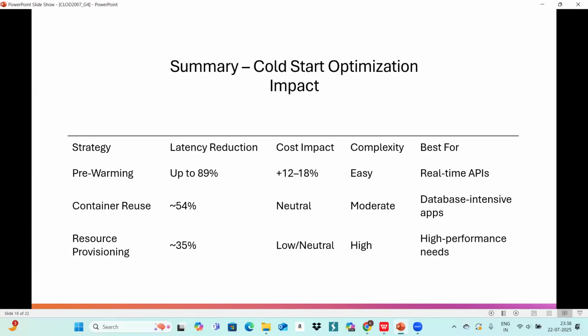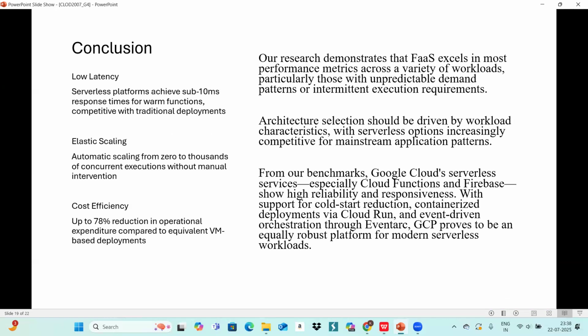Now, let's wrap up with our key conclusions. Serverless computing, especially function as a service, has matured into a powerful architecture model. In this project, function as a service offered low latency, high scalability, and cost effectiveness. Platforms like Google Cloud, AWS, and Azure provide strong tooling for building event-driven apps. Cold starts can be effectively mitigated with the right strategies. Serverless is especially valuable for applications with unpredictable workloads, heavy traffic and event-driven triggers.